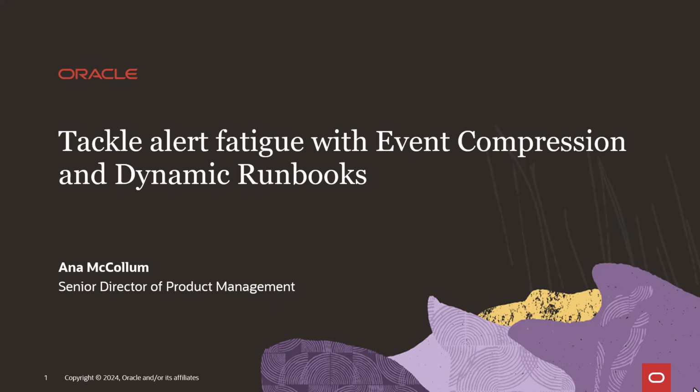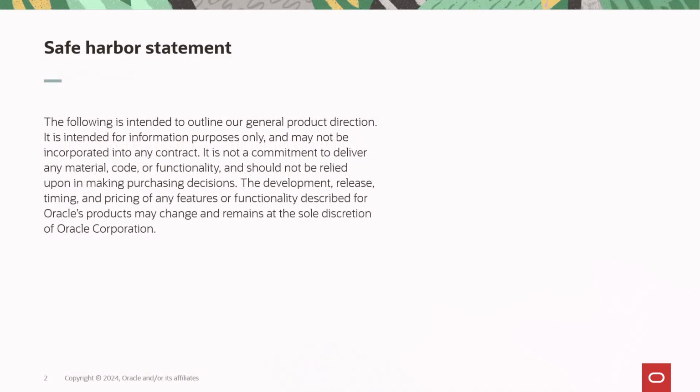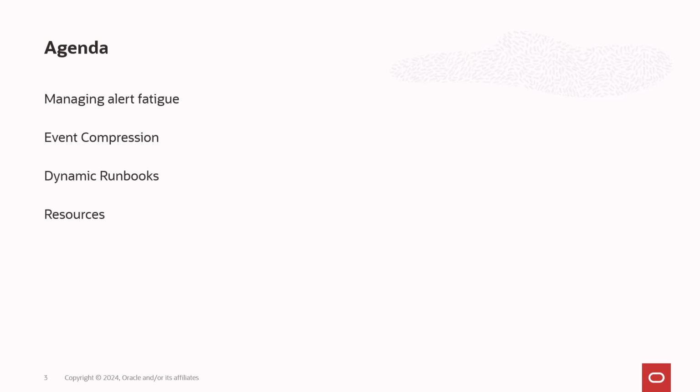Thanks for attending this session on tackling alert fatigue with event compression and dynamic runbooks. For today's session, we'll start with our overall solution for managing alert fatigue. Then we'll dive into two key parts of our solution, using event compression to reduce overall incident volume and the use of dynamic runbooks to provide a systematic way to manage incidents. Then we'll provide links to additional resources on these topics.